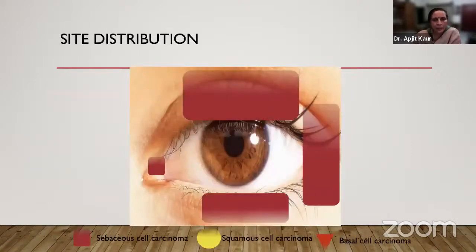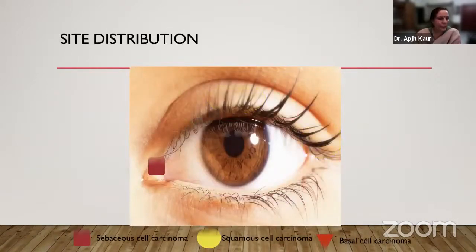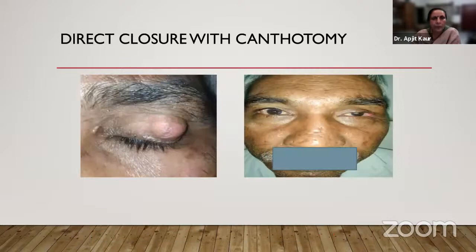Now this brings me to the malignant part. I see I'm running out of time. So direct closure with canthotomy.